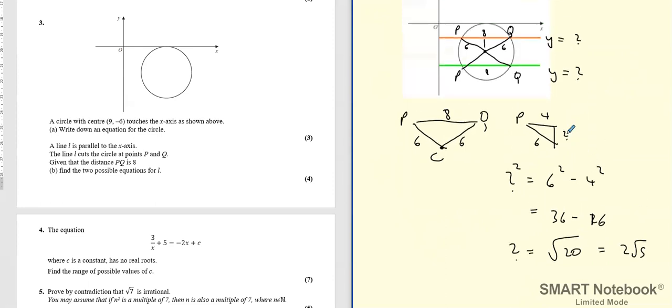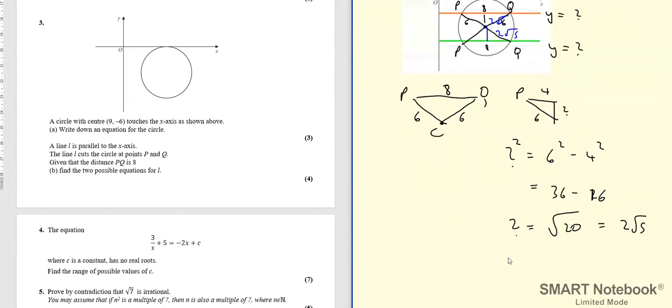Okay, so what I have worked out is that the gap, the vertical distance from the center of the circle to the orange line, is 2 root 5. And again, the vertical distance from the center of the circle to the green line is also 2 root 5.